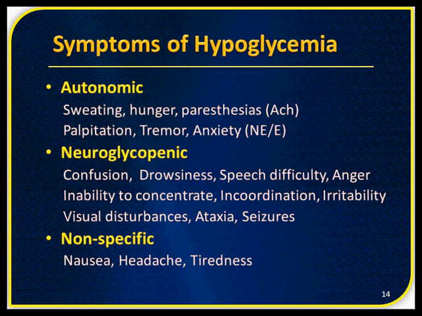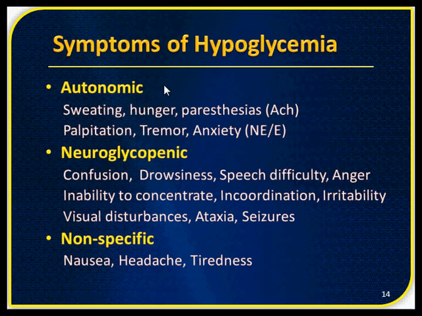How do we recognize hypoglycemia? In other words, what are the presenting symptoms of a patient with hypoglycemia? They can be divided into three types of symptoms: autonomic symptoms, neuroglycopenic symptoms, and non-specific symptoms. What are the autonomic symptoms?